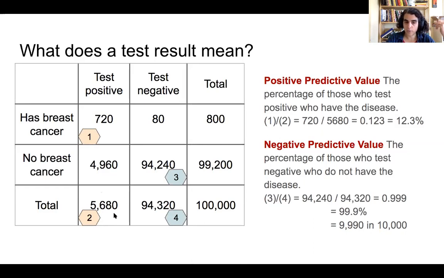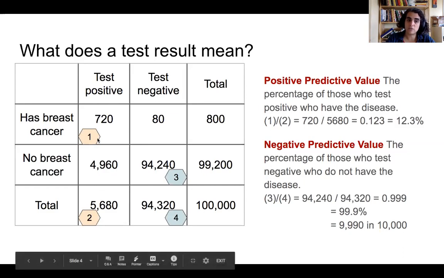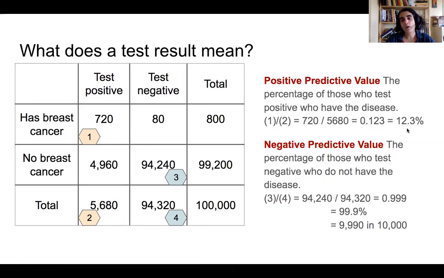I'm repeating a calculation we did at the very end of the last video. Of the 5,680 people who tested positive, what percentage of them have breast cancer? That's called the positive predictive value. If you have a positive result, how predictive is that of having the disease? And you would calculate that by taking the true positives, the 720 people with breast cancer who tested positive, and dividing by all of the positives, number 1 over number 2. And if you do that, you get 0.123 or 12.3%. Only 12.3% of women who test positive on a routine mammogram actually have breast cancer.